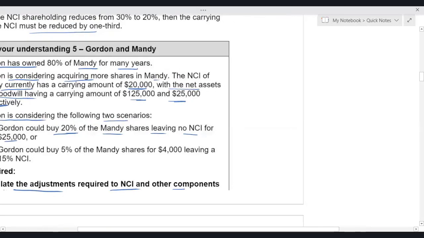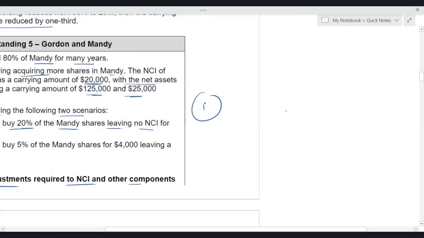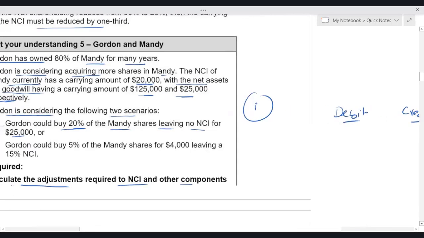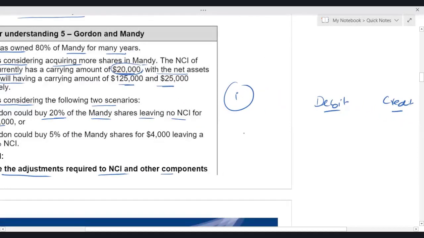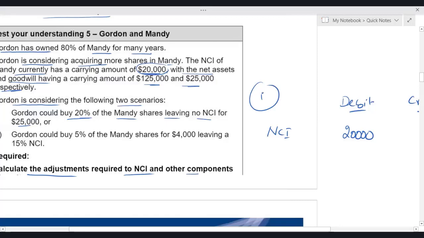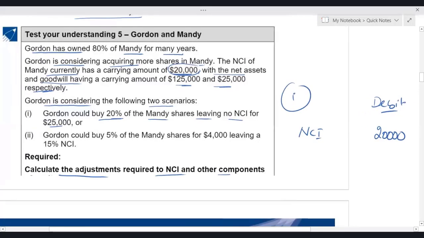Look at this. Point number one, if I just explain with the help of double entry, debit and credit. Simply you need to debit the NCI amount. The carrying amount of NCI is 20,000. So simply debit NCI, which is 20,000. Credit cash. How much cash we are paying? 25,000.